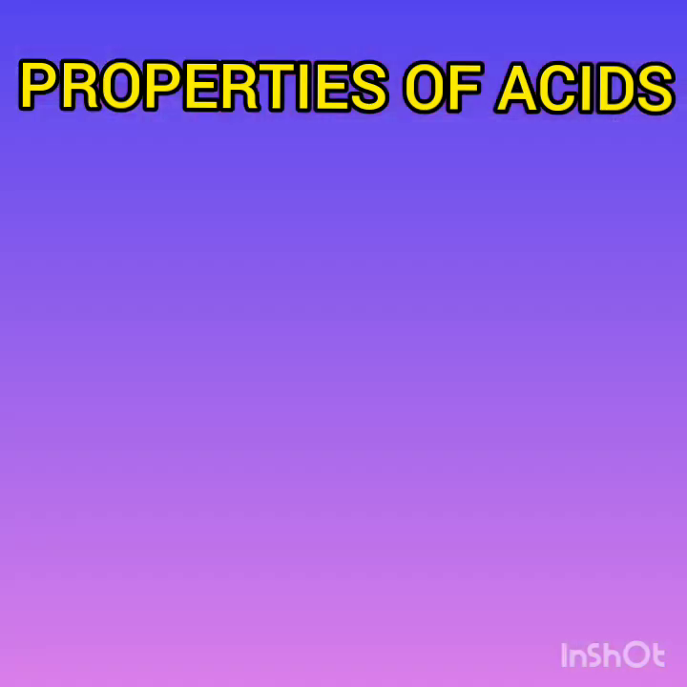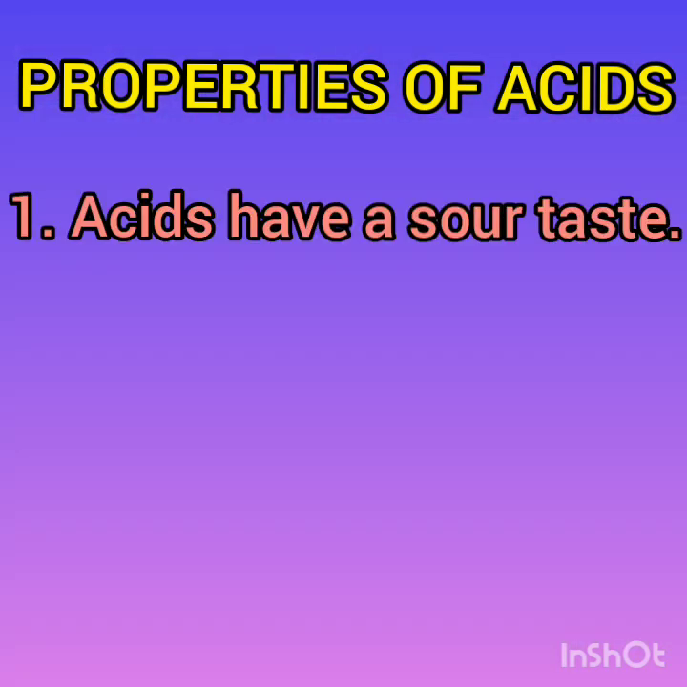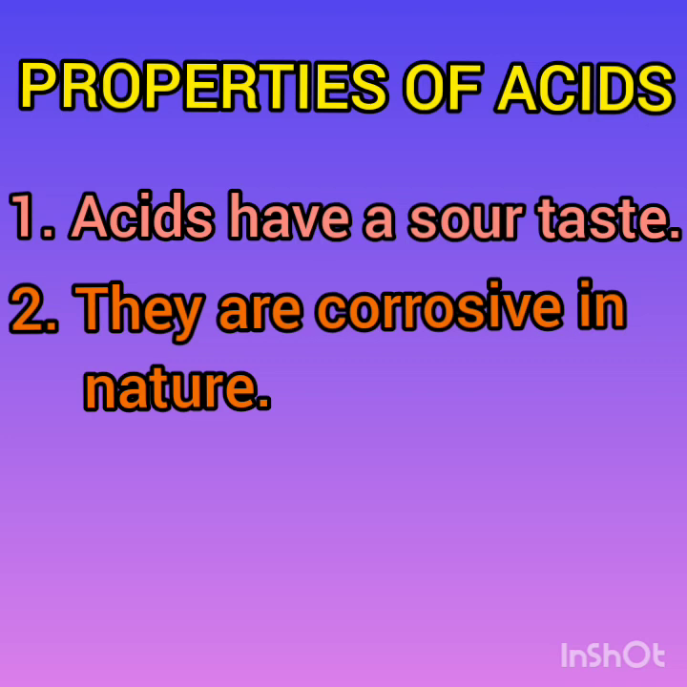Now we'll study about properties of acids. As I have taught you initially, all the acids are sour in taste. So this is the first property of acids. Next is they are corrosive in nature. That means when they come in contact with the metal surface, they start causing damage to the metal. This is called corrosion. That's why acids are not kept in metal containers.